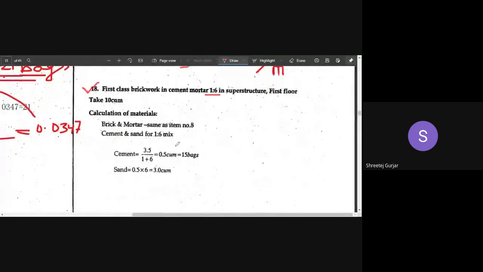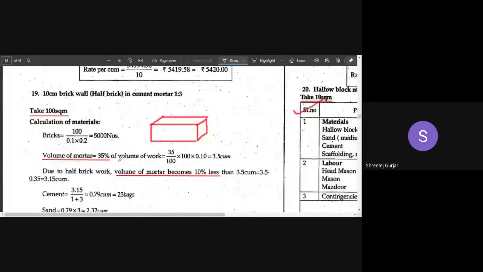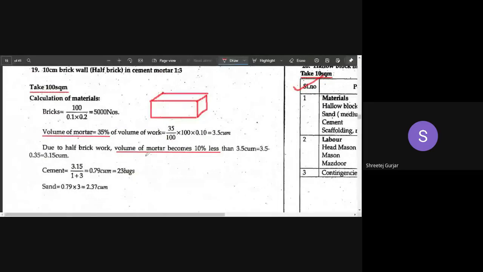Similarly, you can do this particular numerical. The time is over, so we are not calculating. I'll just explain what you have to do. Here you can see only the ratio is changing. In the previous problem it is 1:4, here it is 1:6. So you can solve this, no problem. Same calculations you can do. This particular thing we will do later on.